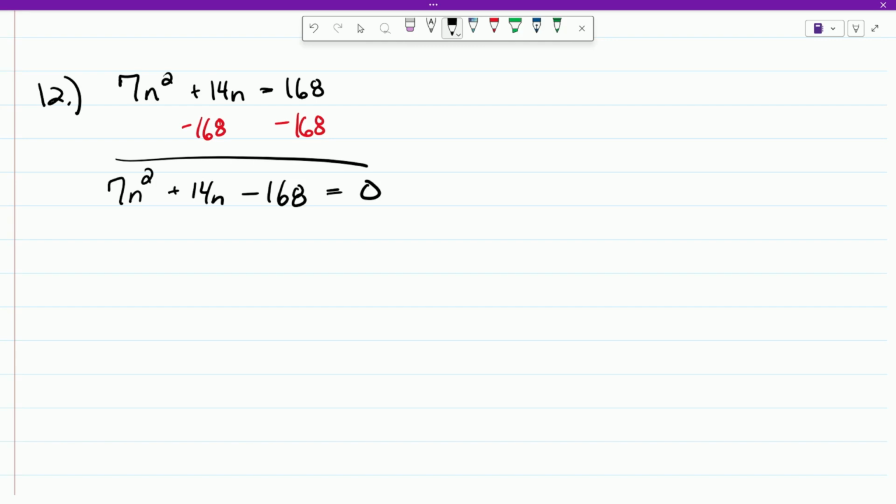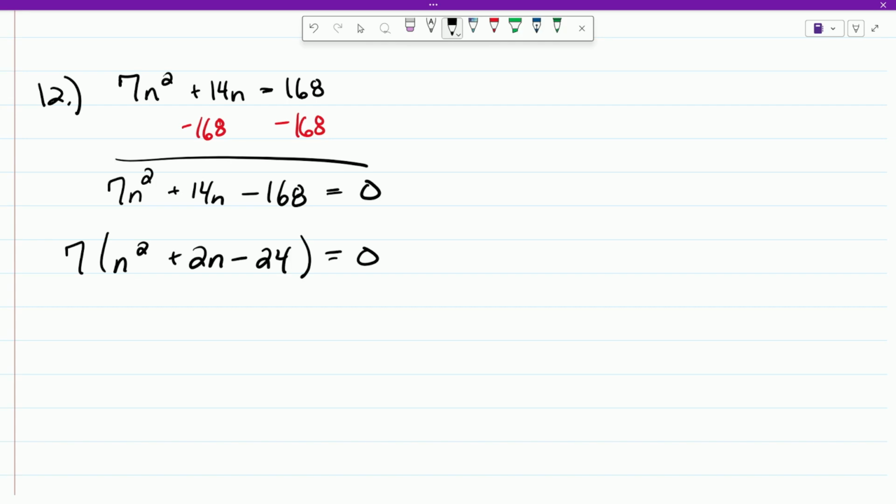Now that it's set equal to 0, I will go ahead and factor. Remember, look for a GCF first. In this case, total GCF. It's going to be a 7. So by extracting the 7 out, I end up with n to the second plus 2n minus 168 divided by 7 is 24.